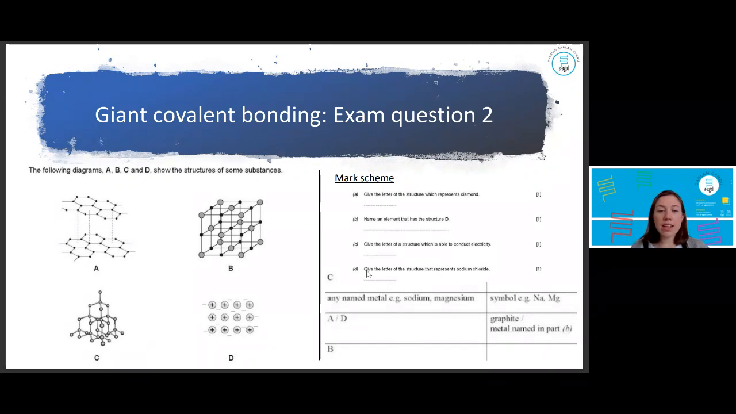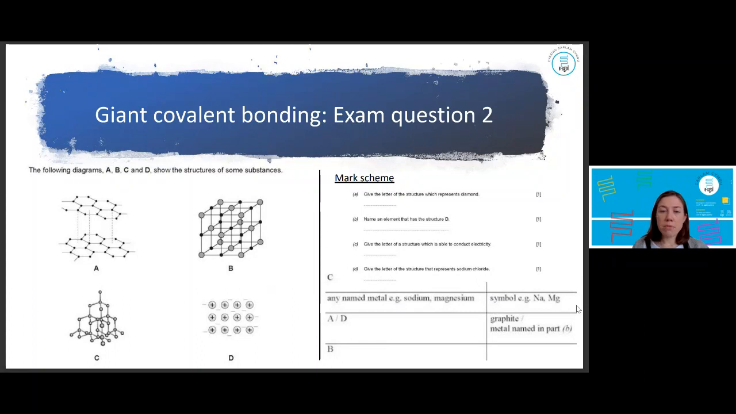Okay, and finally, maybe one that you wouldn't be so sure of or wouldn't be so familiar with is the structure that represents sodium chloride. So sodium chloride is a lattice structure where you've got alternating sodium and chlorine. Okay, and it's shown here with the different circles. So you've got the larger one, which is the chloride, and you've got the smaller, which is the sodium.